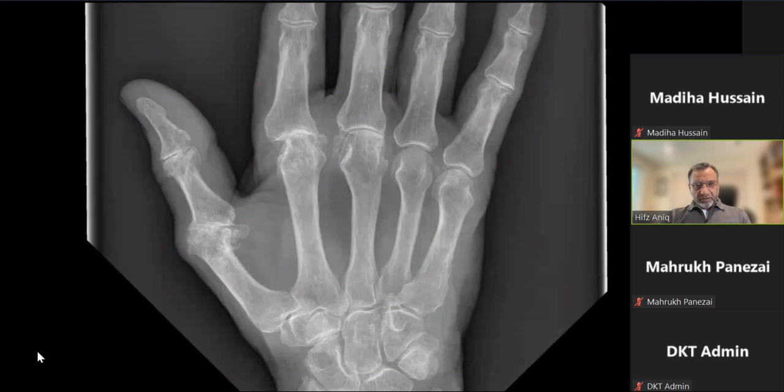Calcification in the TFC area. The calcification here in the second MCP joint, maybe calcification. Whenever we think of CPPD, especially we see it in the wrist joint. So this is probably another case of CPPD.